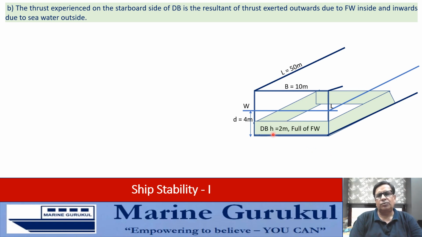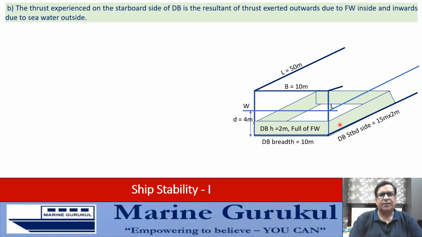This DB is 2 meters high. It's full of fresh water. This is 10 meters in width and 15 meters in length here. So the starboard side of the DB shall be 15 meters long and 2 meters high. The DB contains fresh water to a head of 7 meters.